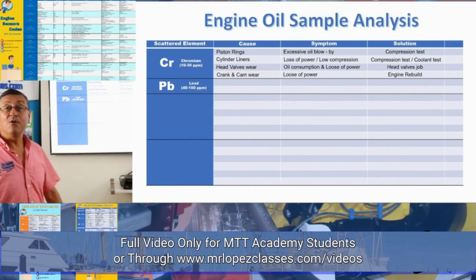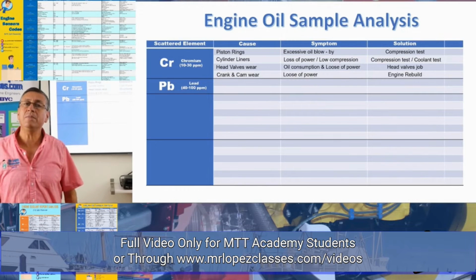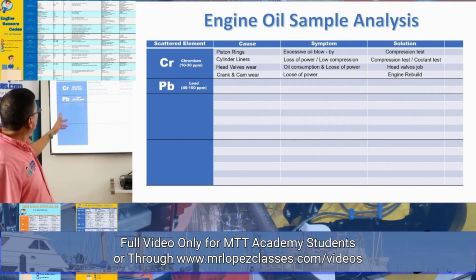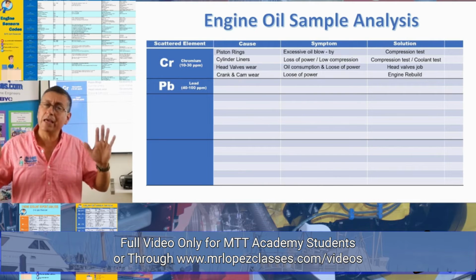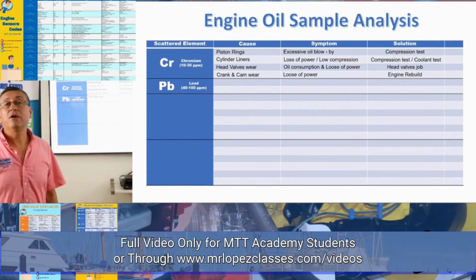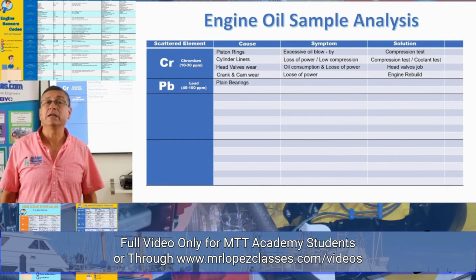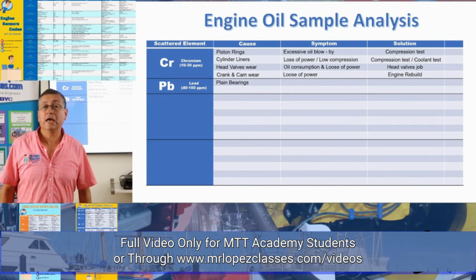Chromium. And now we are going to analyze lead, PB, lead. Normally the concentration is between 40 and 100 parts per million. Once again, it depends on the laboratory. Alright, and where do you find that lead? Yes, on the plain bearings. On the plain bearings, it's very common that you find the lead.